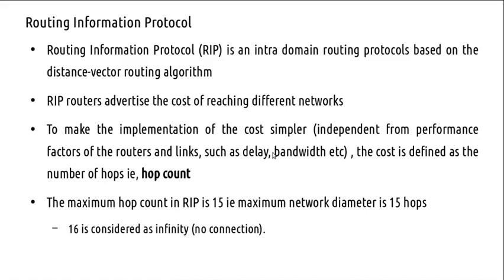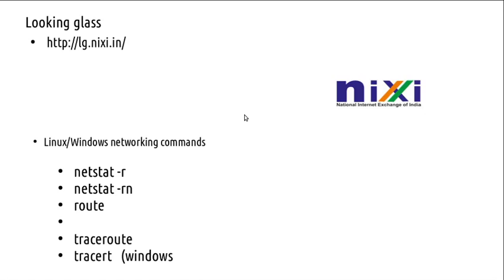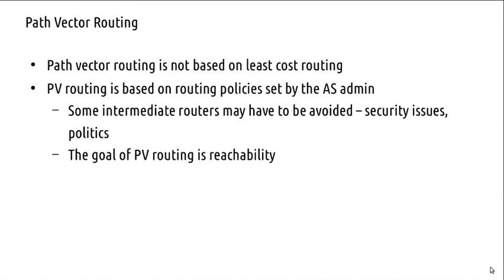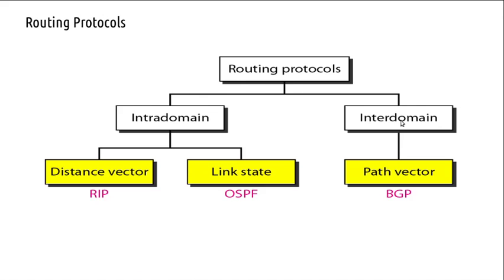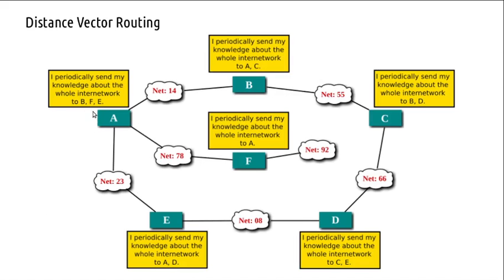And each of these routers will advertise. Otherwise it is not distance vector routing; each router will exchange whatever it knows. If you recollect this figure, I think I can go to a slide. Go to slide number 12. Yes, this is distance vector routing. So this is how I periodically send knowledge about the whole internet network to my neighbors. Whatever I know about the whole network, I'll send it to the neighbors. That is it. Go to slide number 33.